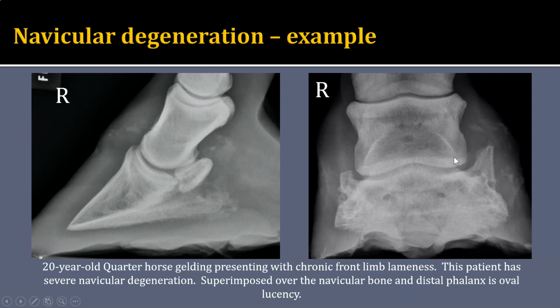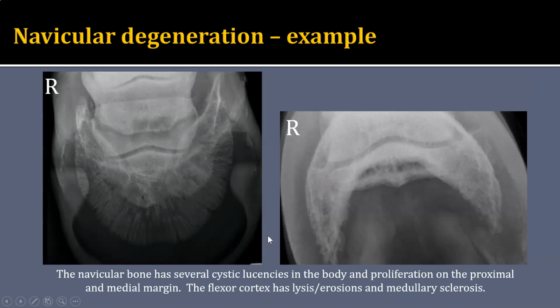There is some enthesopathy or proliferation here on this proximal medial margin. And then superimposed over the navicular bone and the distal phalanx is this kind of oval lucency. And we're going to have to look on an additional view to see if we can identify where that is. When we actually look at our DPO view, we can identify that those cystic lucencies are actually within the navicular bone, kind of in the area of the synovial invaginations. This is that proximal medial kind of enthesopathy that we saw.